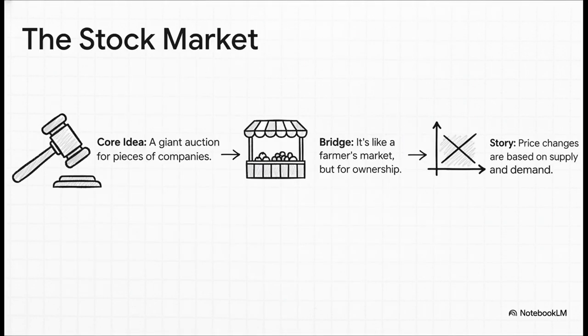Okay, let's break it down. The core idea, it's just a giant auction. The bridge? Think of it like a farmer's market, but instead of vegetables, you're buying tiny pieces of companies. And the story? The price just goes up or down based on how many people want to buy versus how many want to sell. See? In less than 15 seconds? The stock market doesn't seem so intimidating anymore, does it?